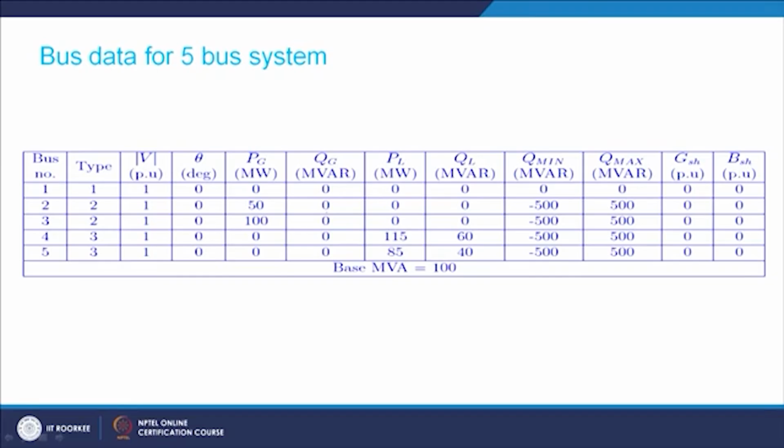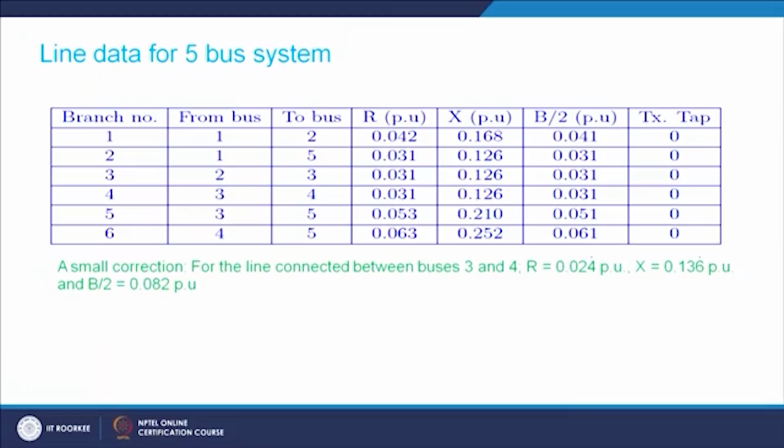And for bus 2 and bus 3, Q min would be minus 5 per unit and Q max would be plus 5 per unit. So, everything we should convert into per unit, because we have already discussed in the first or second lecture, we do our calculation everything in per unit to eliminate the problem of the turns ratio of the transformers. Now, this is basically the line data for the 5 bus system.